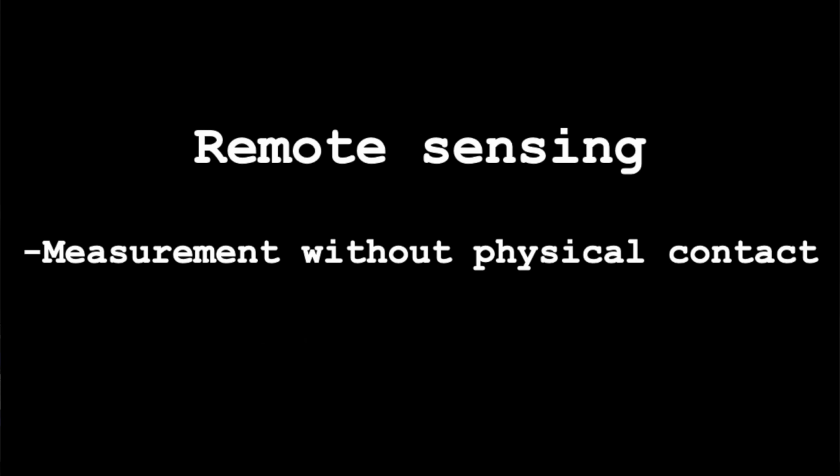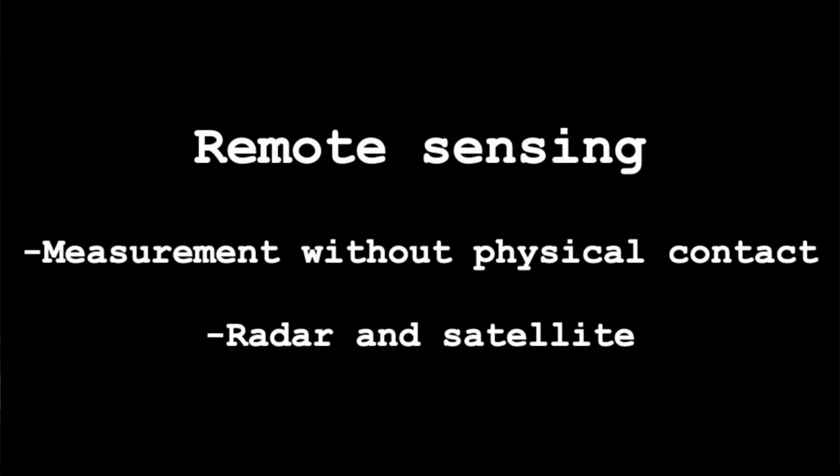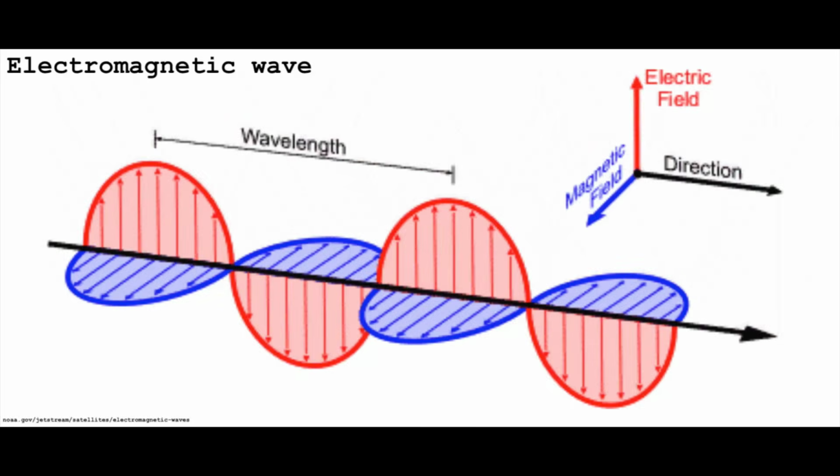There are two main remote sensing tools that we use in meteorology: radar and satellite. Both of these use electromagnetic waves to make their measurements. Electromagnetic waves are just waves that have an electric field and a magnetic field that move through space. But satellites and radar use different types of electromagnetic waves. Now, these waves come in different wavelengths.